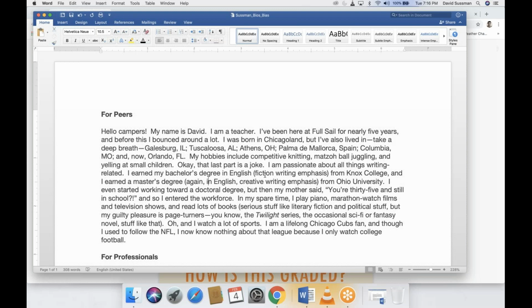Oh, and I watch lots of sports. I'm a lifelong Chicago Cubs fan. And though I used to follow the NFL, I now know nothing about that league because I only watch college football. Okay, so you can tell this is written in my voice. Okay, it's voice driven, right? It begins, hello, campers. Even specific verb choices, like I bounced around a lot, right? You probably wouldn't say I bounced around in a more formal piece of writing. I even have asides like take a deep breath.